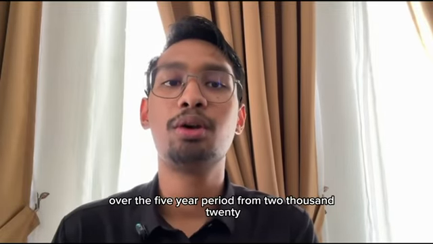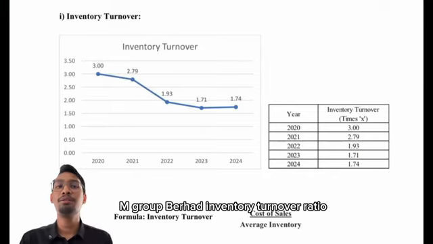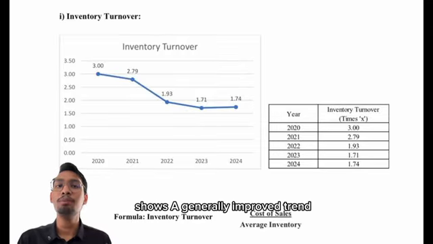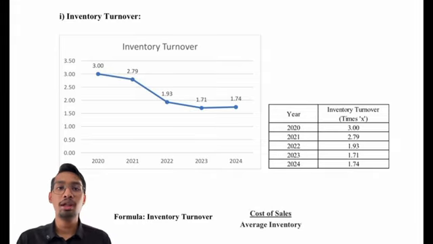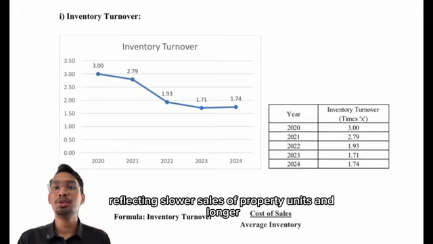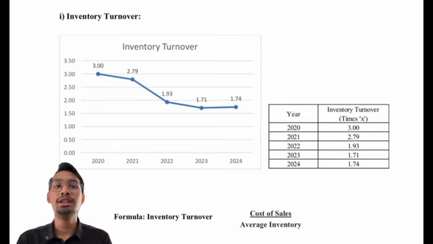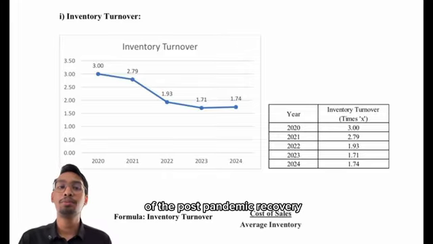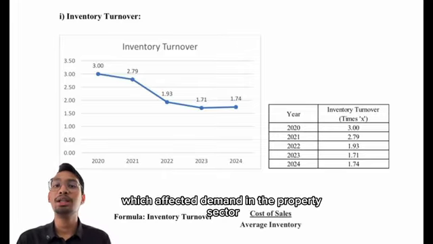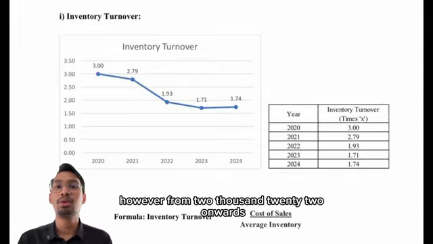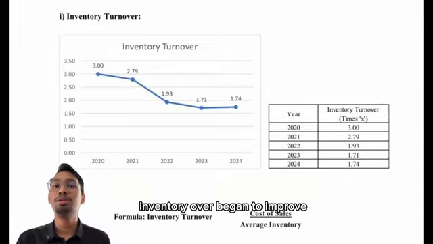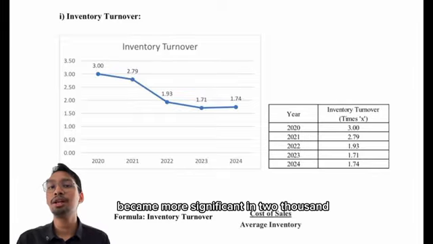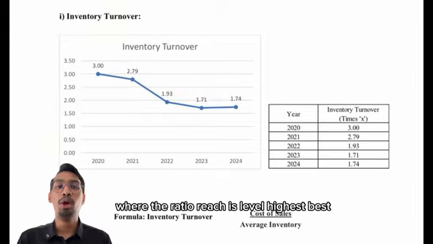Over the 5-year period from 2020 to 2024, M Group Berhad's inventory turnover ratio shows a generally improved trend. In 2020 and 2021, inventory turnover was relatively lower, reflecting slower sales of property units and longer inventory holding periods. This can be linked to weaker market conditions and the lingering effects of the post-pandemic recovery, which affected demand in the property sector. However, from 2022 onwards, inventory turnover began to improve. This improvement became more significant in 2023 and 2024, where the ratio reached its highest level during the period.